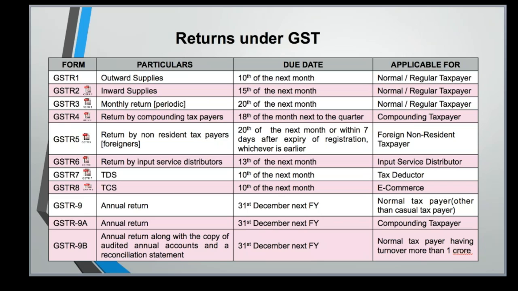Please explain section 141 for job worker. So job worker, as we told you, if you have to send any goods to a job worker, you need to send the same under delivery challan. If the job worker is registered, he will charge for only job charges and you will get the credit. If he is unregistered, then you have to pay reverse charge. You have to pay RCM on his job charges.